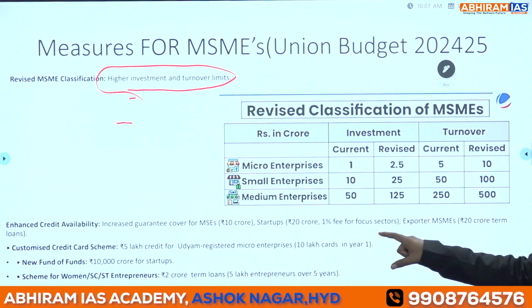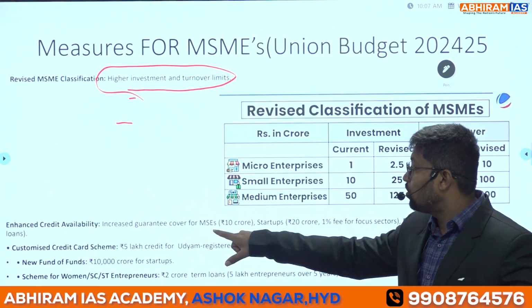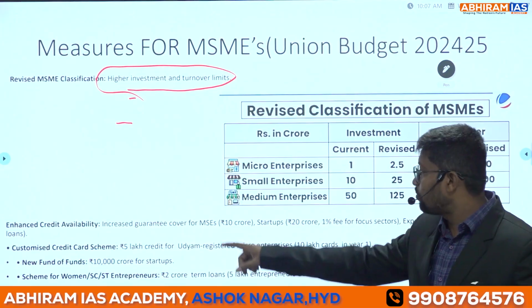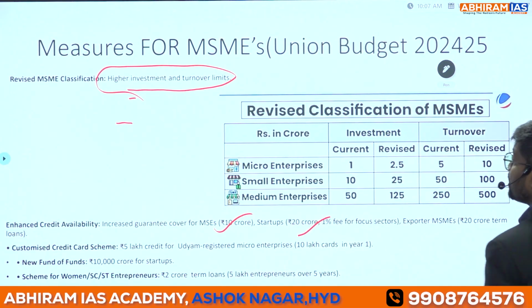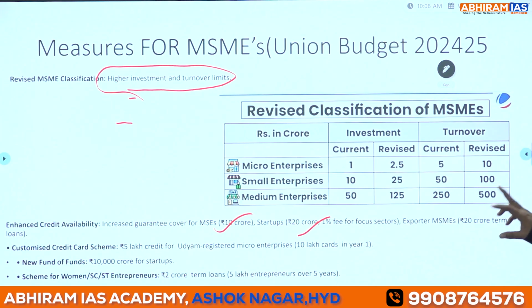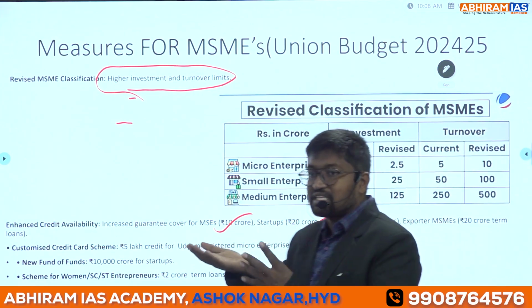Next, enhanced credit availability, increased guarantee for micro, small and medium enterprises. How much? Up to 10 crore, and for startups we have increased it to 20 crore. So these are initiatives which have been taken in the union budget. So we are increasing the credit availability.